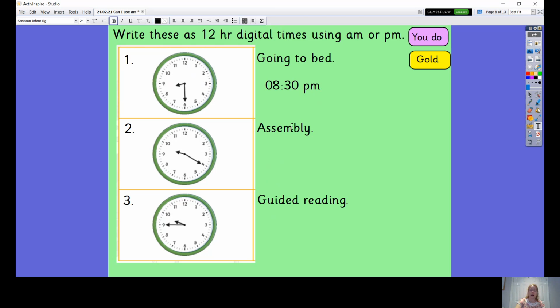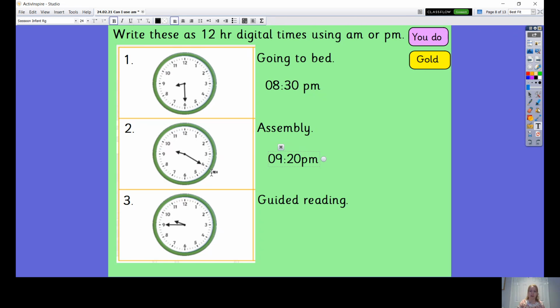Now, assembly, I think that one is going to be an AM one, isn't it? We have assembly in the morning generally. Sometimes we have a celebration assembly in the afternoon, but if we look at this time, let's write the digital time, and this should help us to decide. The hour that I need to put, it's gone past the 9, so I'm going to put 09 and 2 little dots, which is my colon, and then I'm going to count round from 12 to my minute hand here, so 5, 10, 15, 20, so it's 20 minutes past 9. Now, we do have an afternoon assembly sometimes, but not at 9:20 at night.